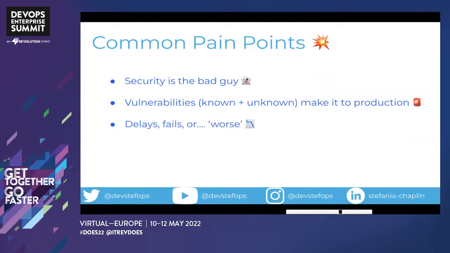Yes, you may have a huge list of red flashing errors from your static application security testing. But for example, are you doing software composition analysis? Do you know what's in your open source? Are you doing secret detection? Are you doing dynamic application security testing? There's a lot of different types of security testing. And if you're not thorough, then unknown vulnerabilities could be making it into production, which is not where you want to be, because you end up with delays, fails, or worse.